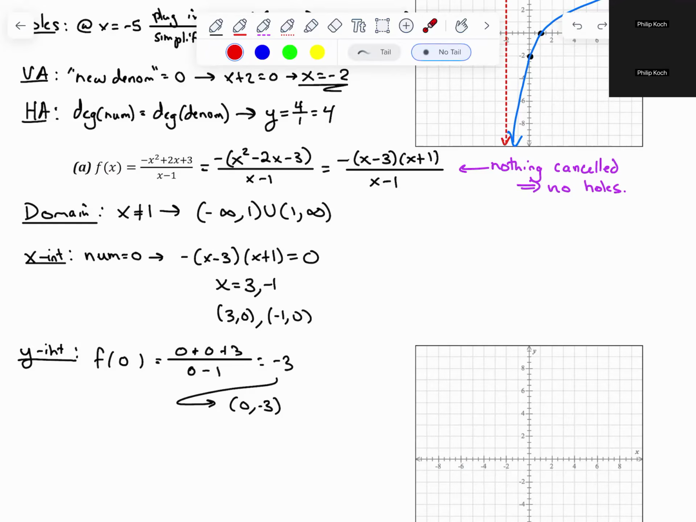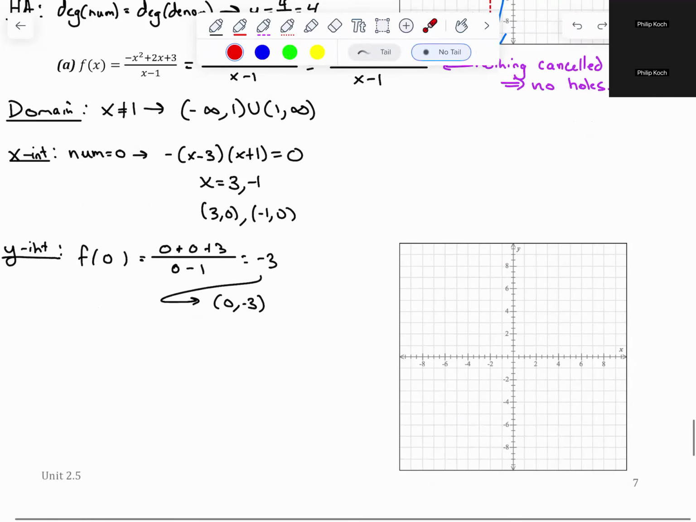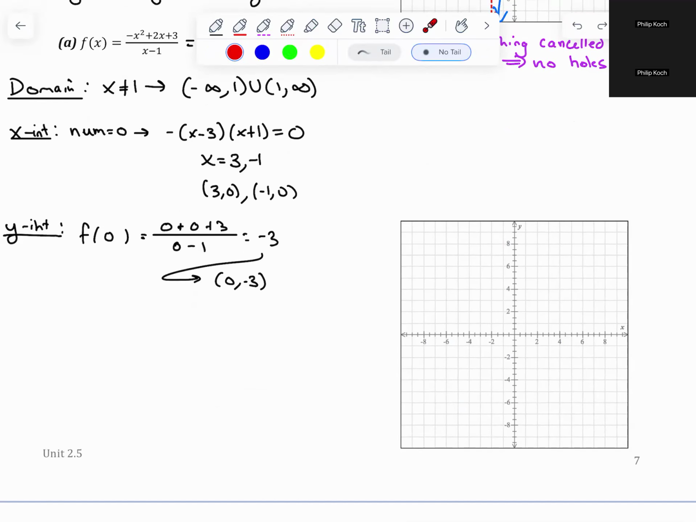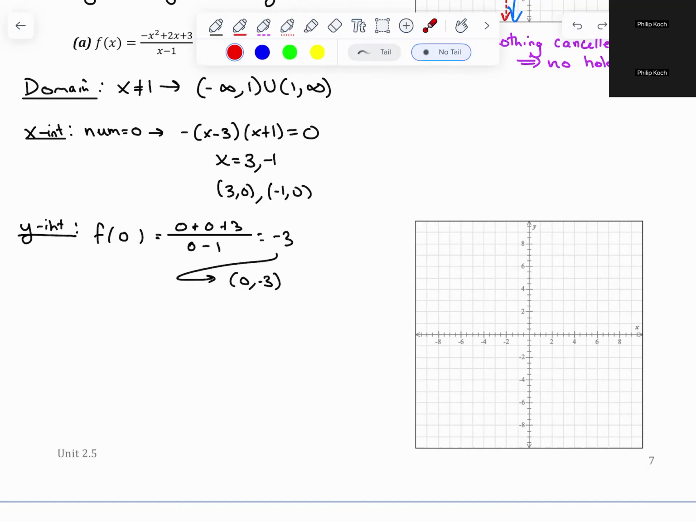And then for the y-intercept, you're going to set x equal to 0, but that means plugging in 0 into the function, which gives you -3. So we have the point 0, -3. Then the last thing to do is to find the asymptotes and the holes. There is no hole. So I'm just going to say holes, none, smiley face.